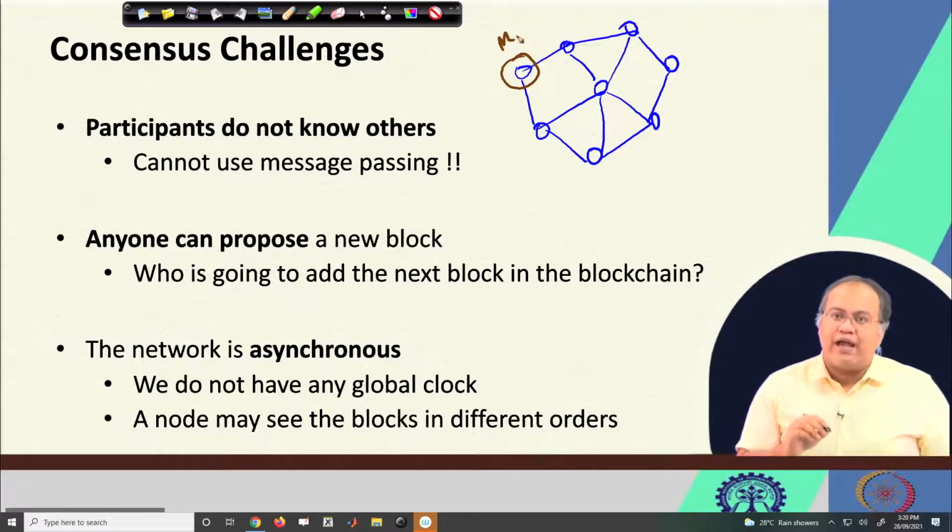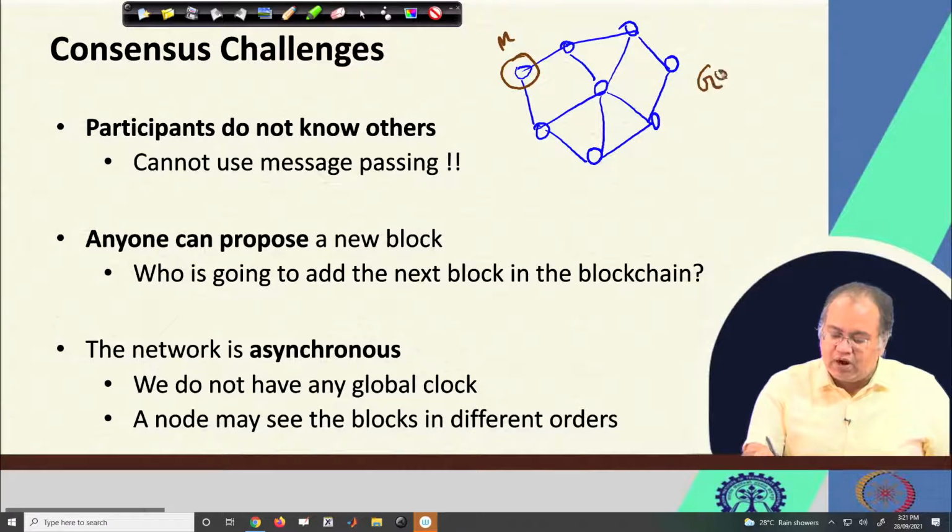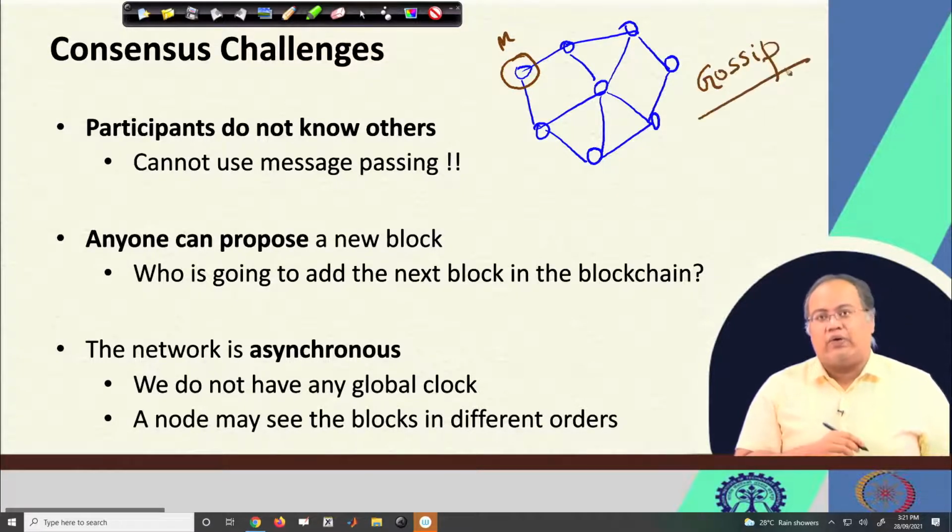Whenever I am trying to broadcast this message across the network, you see that you cannot reach all the participants with a single broadcast. So, it is not like you can create a direct connectivity and send the message. Well, what we do here is use a protocol which is called the gossip protocol. So, gossip is an application layer protocol.